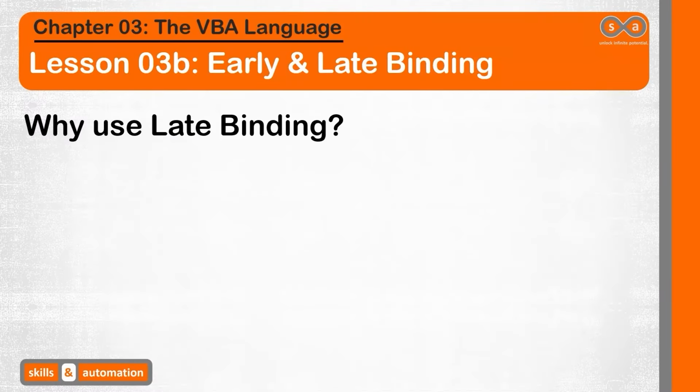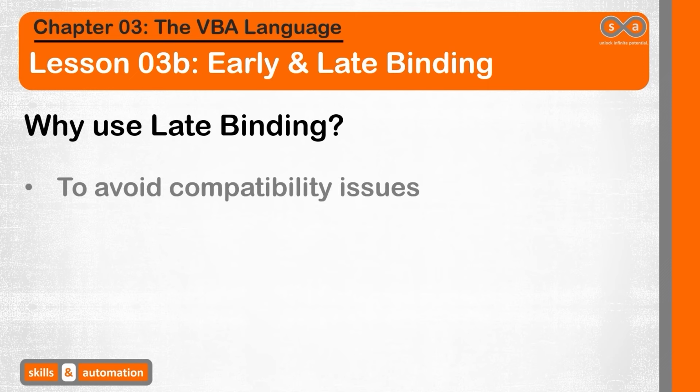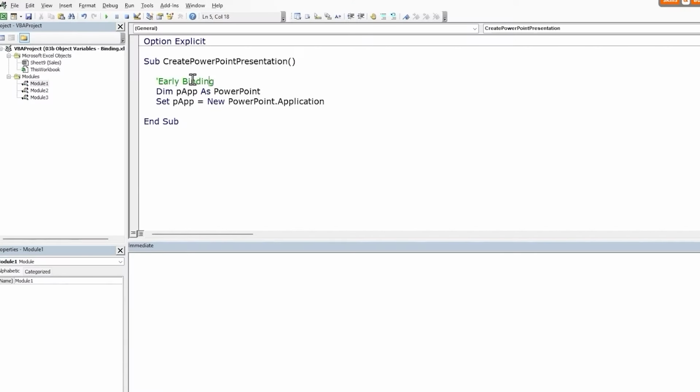So why use late binding? The main argument for using late binding is to avoid compatibility issues. So this is our early binding code.